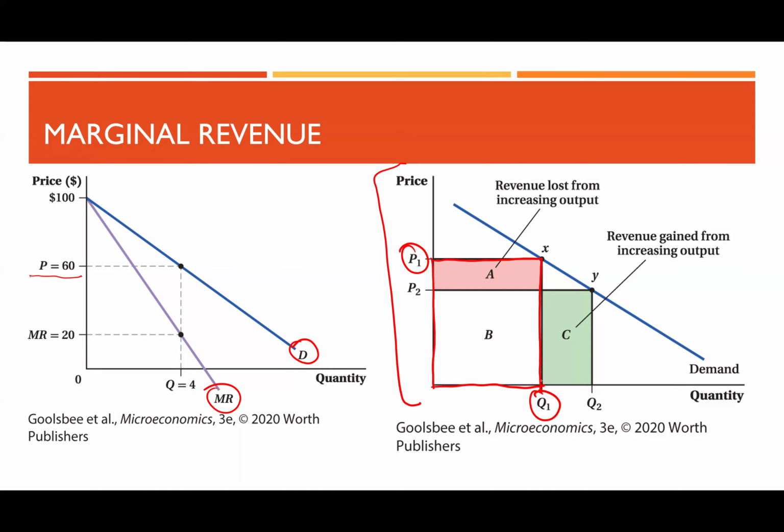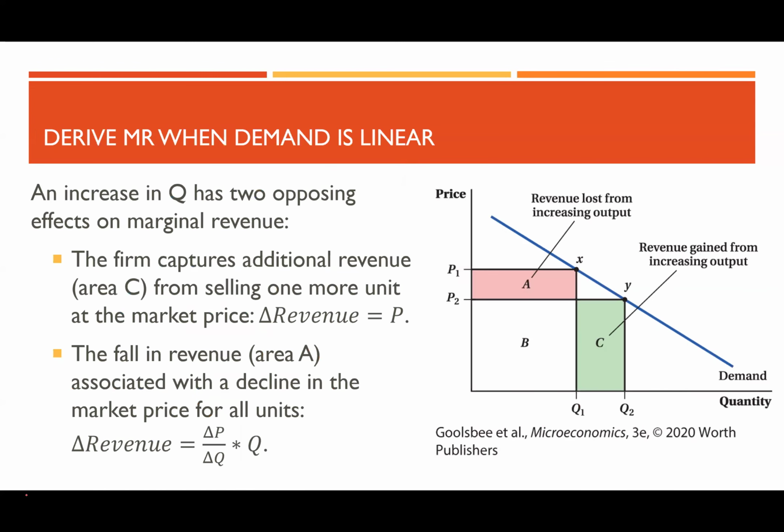Okay. If they want to sell Q sub 2, they have to reduce their price to P sub 2. And so that means their revenue shifts and now it's B plus C and they've lost this area A. So in increasing output and reducing their price, they're foregoing some revenue; they've lost some revenue and gained some. And so that's why marginal revenue is no longer going to be the same as our demand curve, right? We can go through an example where we see this distinction between marginal revenue and the price.